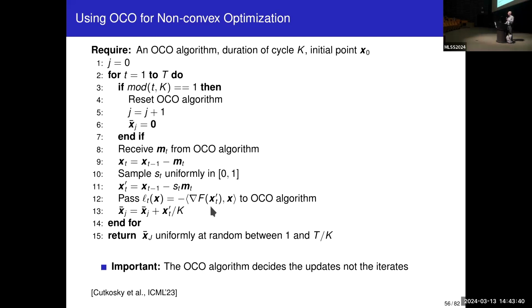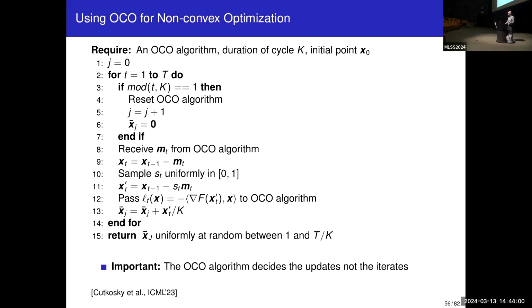Everything is deterministic here. So this is a linear loss. It's convex because it's linear, and you pass it to the online convex optimization algorithm. The online convex optimization algorithm will do whatever it wants to do, and it will give you in the next round the next mt. That's it. This is the entire thing.